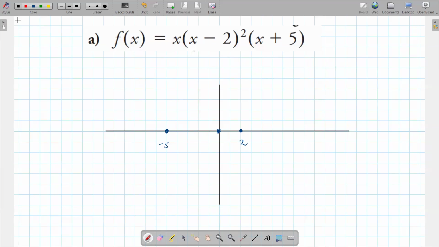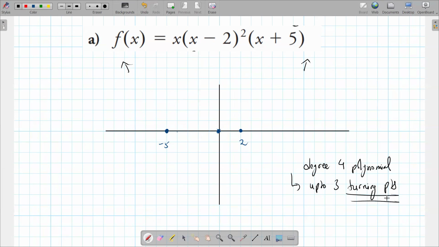Okay, now let's connect the dots. We start there, we end there. Remember this, okay? This is a degree 4 polynomial. It can have up to 3 turning points. Doesn't mean it has to have. It's always n minus 1, the number of turning points from the degree. If your degree is n, then the number of turning points is n minus 1, up to a maximum. Maximum is n minus 1.